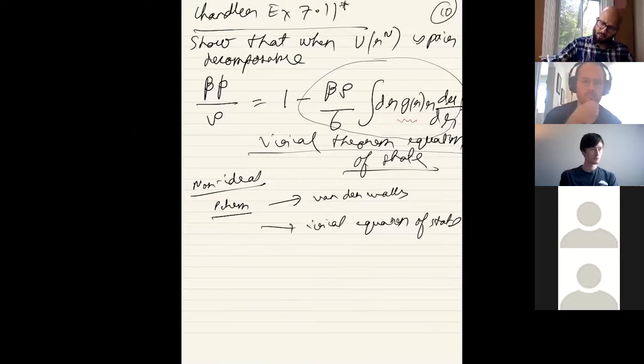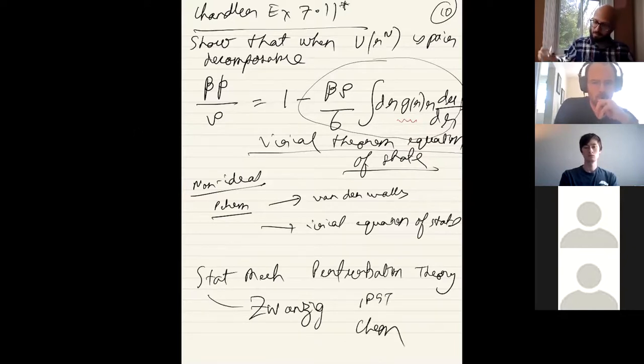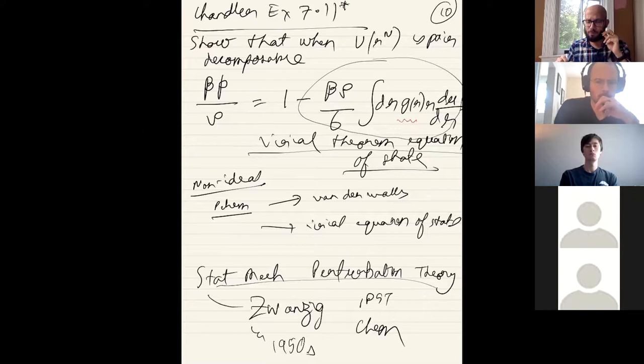And then I will be talking about something called statistical mechanics perturbation theory, which I enjoy a lot for a variety of reasons. The guy who really introduced it was Zwanzig, who used to be a professor in IPST and chemistry until the early 80s and then moved to NIH. And Zwanzig introduced this in the early 1950s or something for his PhD work. And we will be talking about statistical mechanics perturbation theory, which is extremely important in a variety of fields, from material science to drug design to everything, and we will be going through that.